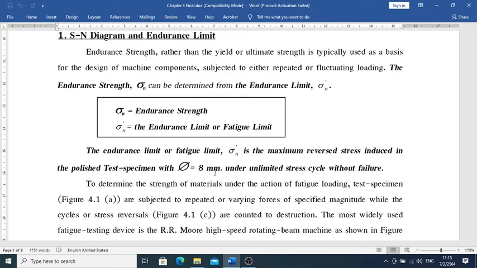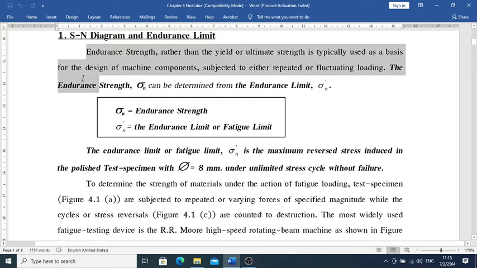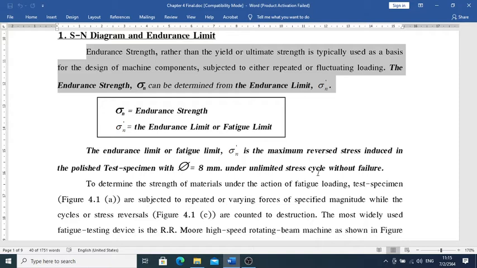So what we are going to consider, based on the experiment called the SN diagram, is the endurance limit. Let me read out what it says here: endurance strength, rather than the yield or ultimate strength, is typically used as the basis for the design of machine components subject to either repeated or fluctuating loading. That's what I mentioned earlier.